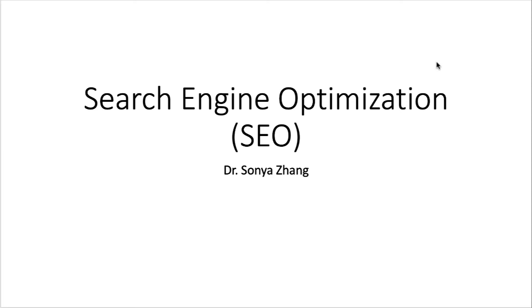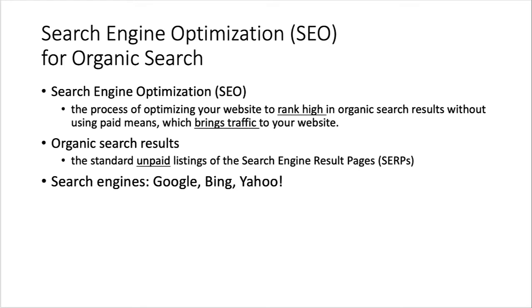In this video, I will explain search engine optimization. Search engine optimization is the process of optimizing your website so that it can rank higher in the organic search results without having to pay. So that means it brings traffic to your website. The standard unpaid listings of the search engine result page is what we call organic search results, and major search engines include Google, Bing, and Yahoo.